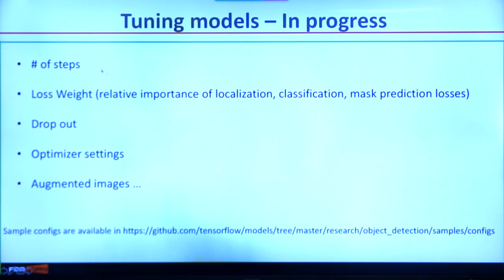Of all these things, the number of steps, loss weight, dropout, optimizer settings, this is all part of the configuration that TensorFlow has given you. So just change the configuration, rerun it. It's pretty easy to do. You don't have to write any single line of code in terms of changing the network and other things, which is pretty good.